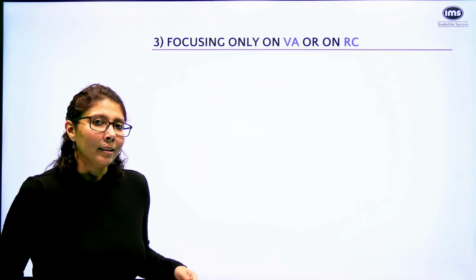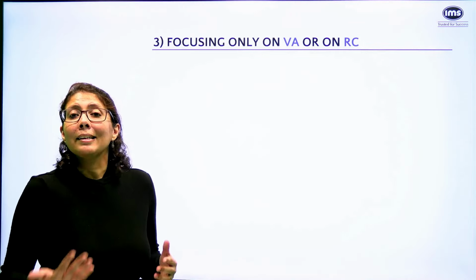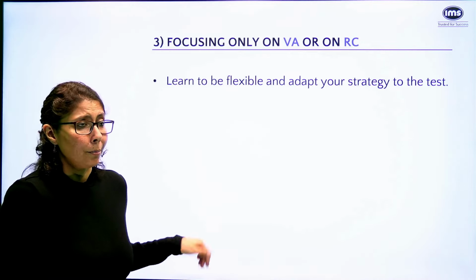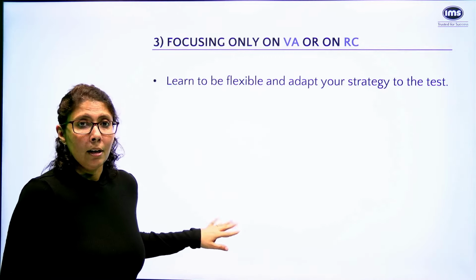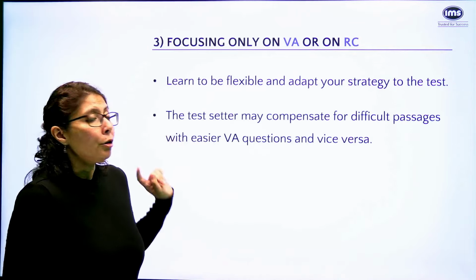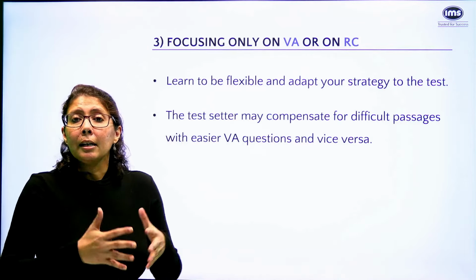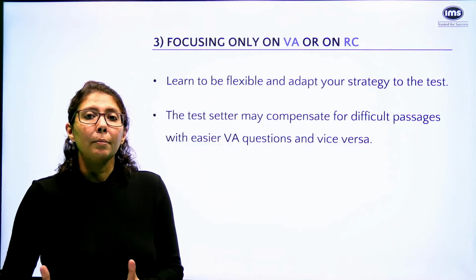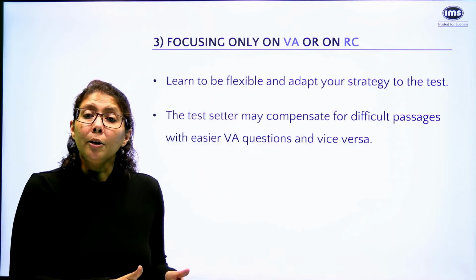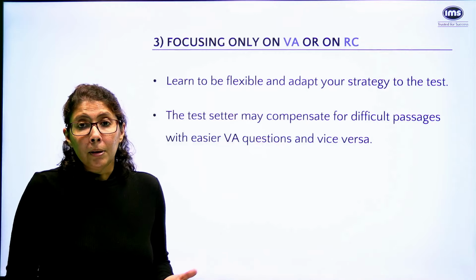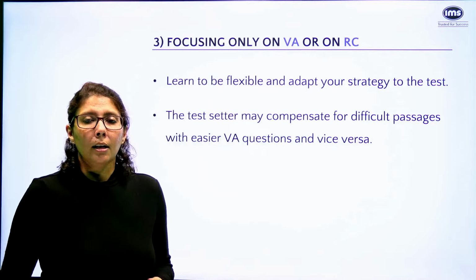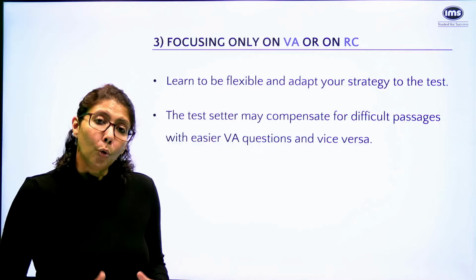Because you see, the test setter does not really think like that. The test setter probably thinks a little bit differently from you. So you have to be flexible and you have to modify your strategy to suit the test. A lot of times you'll find that a difficult RC is compensated by maybe an easier VA section. So what if you're focusing only on RC? What will happen? You will probably not have enough time to look at the VA because you're stuck on a difficult RC. So let's take a look at the section overall.